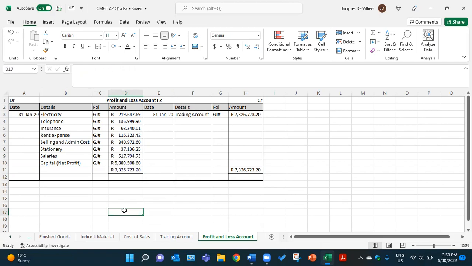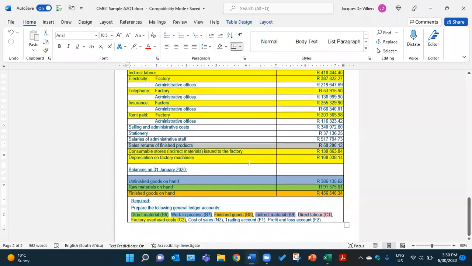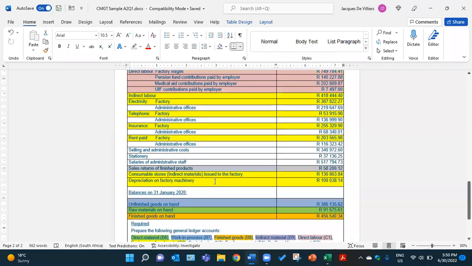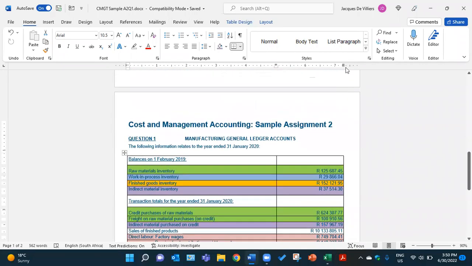Nice little profit that the company turned, and you have completed all the ledger accounts that were required in our assignment, question 1. Okay, thank you guys.